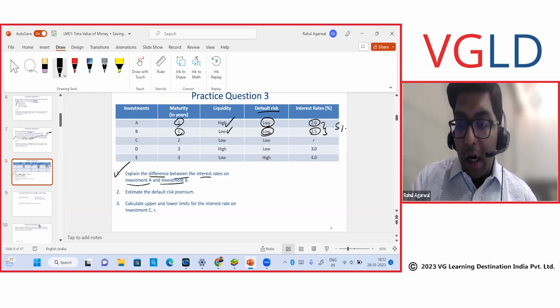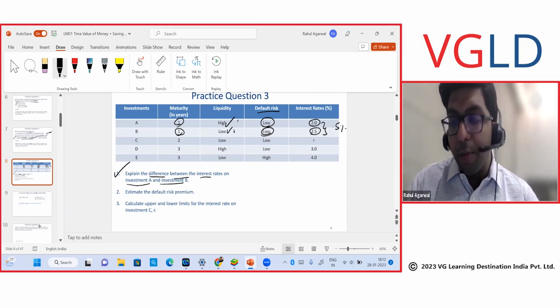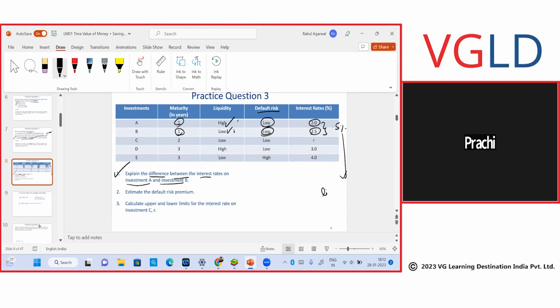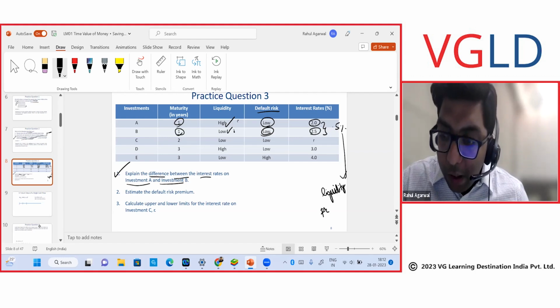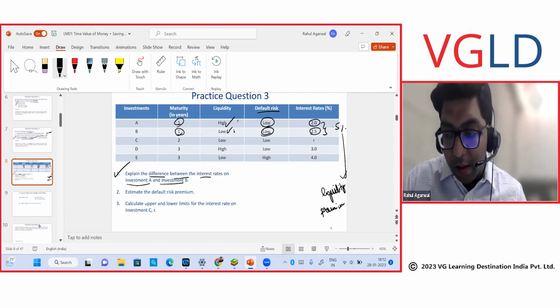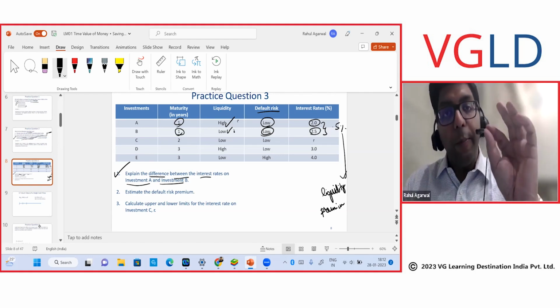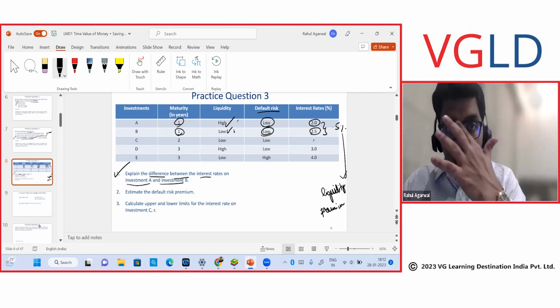Liquidity: here liquidity is high, here it is low. So B has a lower liquidity, so B is paying 0.5% extra as what? Yes, liquidity premium. So in the market, liquidity premium is how much? 0.5%, right? If anyone has liquidity issues, they will pay you 0.5% extra. Am I clear?